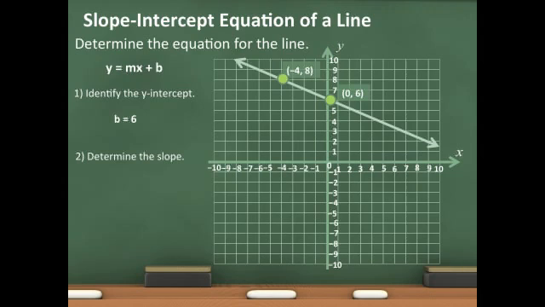Starting at the point (-4, 8), we can go down 2 units and to the right 4 units to get to the point (0, 6). The slope m is negative 2 over 4. Negative 2 over 4 simplifies to negative 1 over 2. The slope is negative 1/2, and the y-intercept is 6. Substitute these values into y equals mx plus b to get the equation y equals negative 1/2 x plus 6.